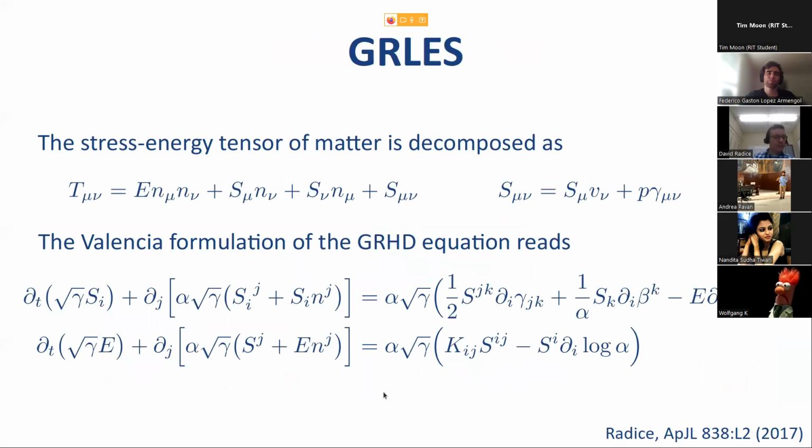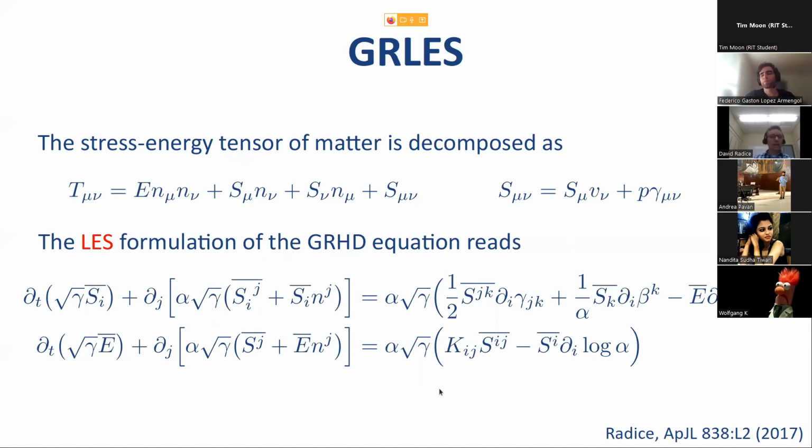The general relativistic version of the same equation is actually very similar. It's just a little bit more involved. There are more terms, but the idea is the same. We start from the Valencia formulation, for example, of general relativistic hydrodynamics, and we just apply some coarse graining operator that we imagine to be a linear operation. And when we do so, we obtain equations for the coarse grained quantities.